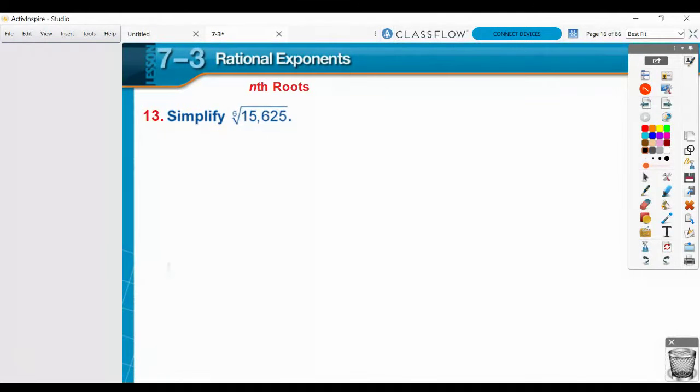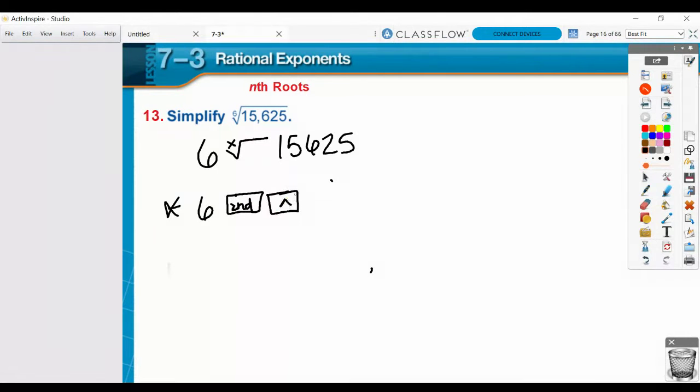Okay, so this next example, the 6th root of 15,625. We need to type in the 6 first, then the radical with the x, and then the 15,625. So you would be doing 6, and then that second button, that caret, and the 15,625. And you should get 5.